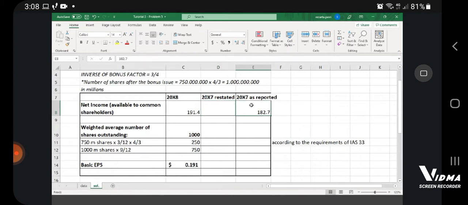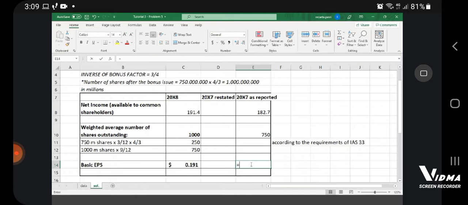Okay, so this is 2017 as reported. They have reported net income, which does not change, and the weighted average number of shares outstanding in 2017 was 750,000 million shares. So this is the number of shares that we have in the previous year. No bonus issue during the previous year, so no changes in the number of shares.